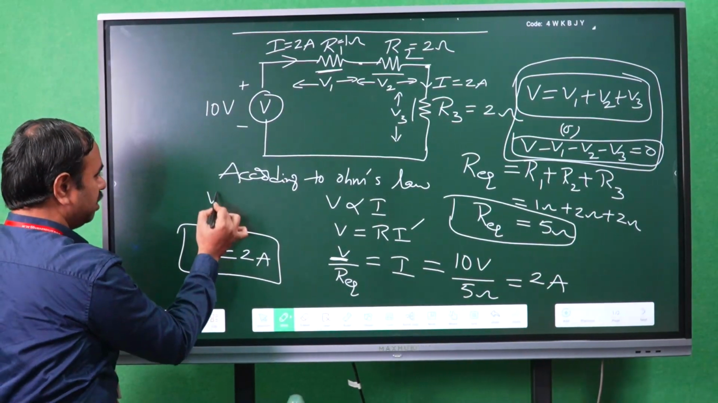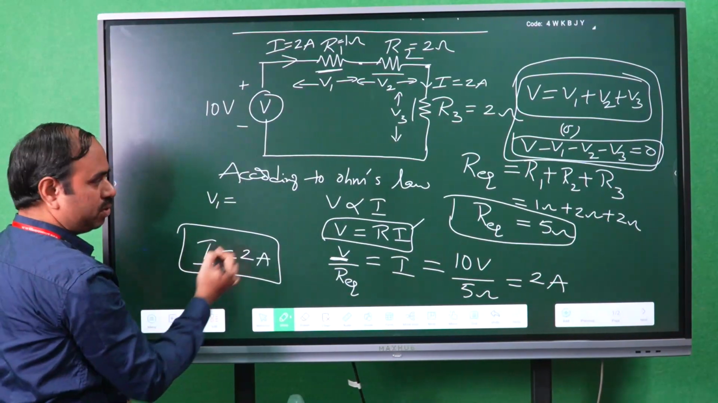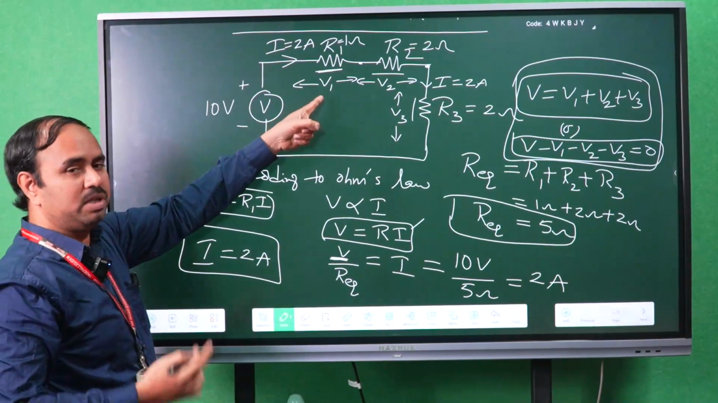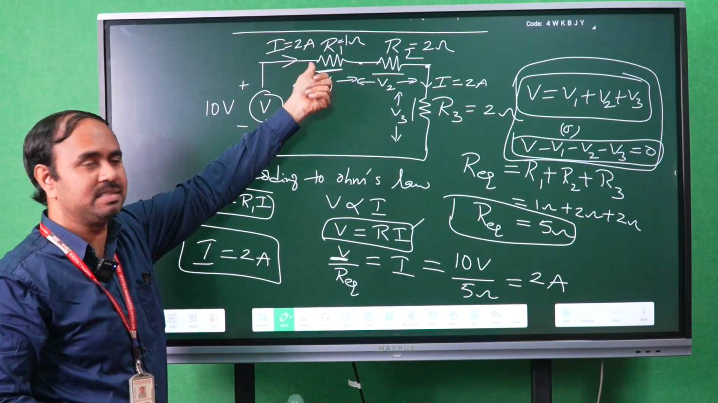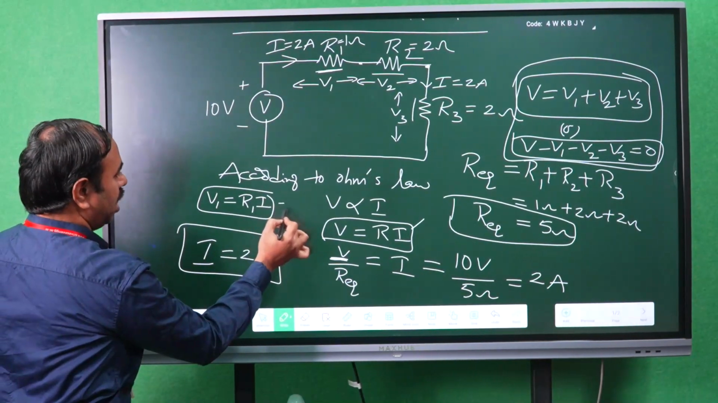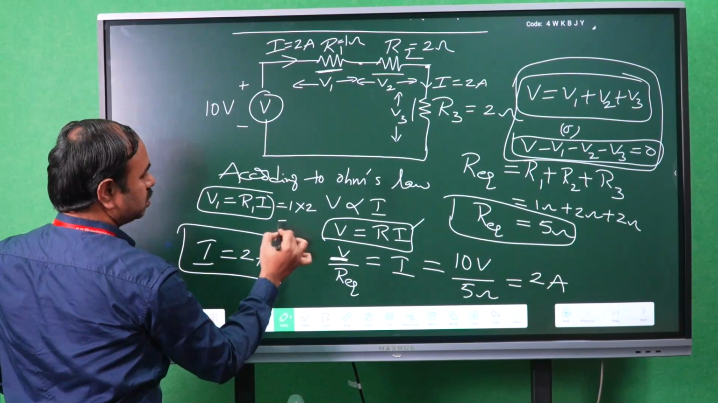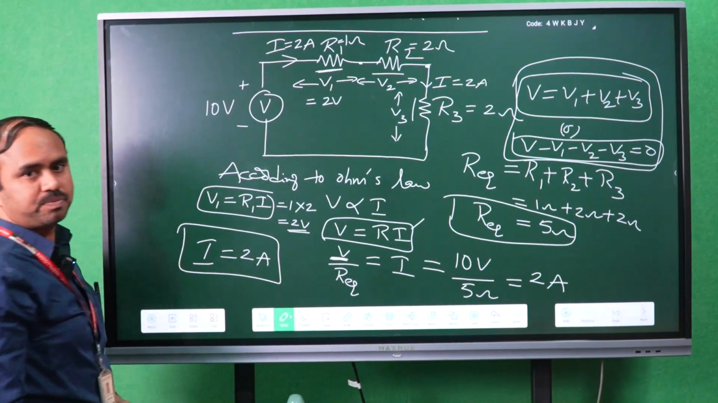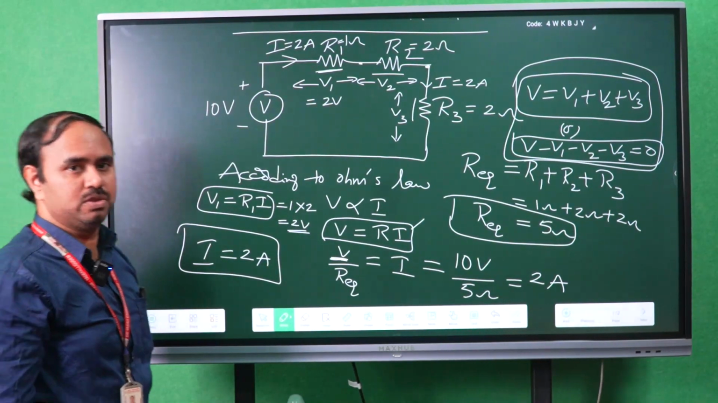So V1 is equal to, according to Ohm's law only, V is equal to IR. So from this, V1 is equal to R1 into I. V1 is the voltage drop in resistance R1. The current flowing in resistance R1 is I. So V1 is equal to R1 into I, which is R1 means 1 ohm into current 2. So it is 2 volts. So the voltage drop that took place in R1 resistance is 2 volts.